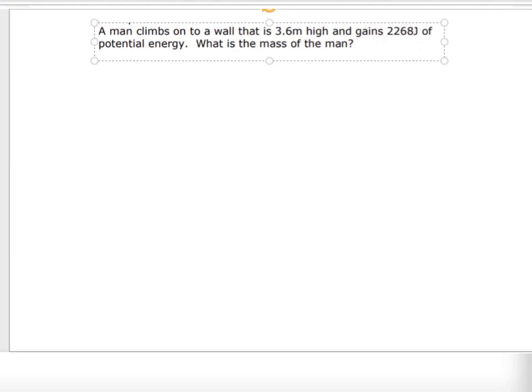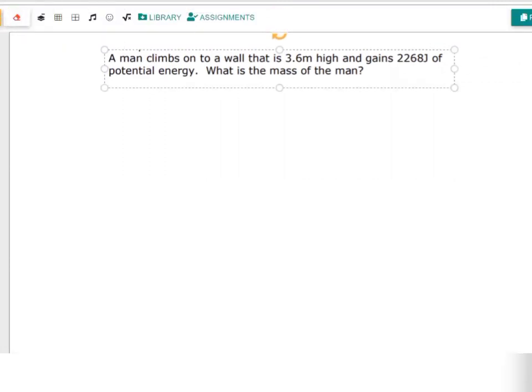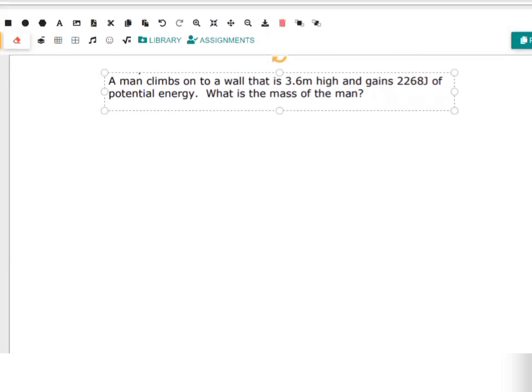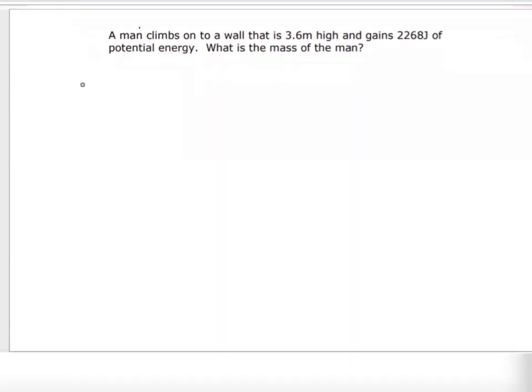Okay, so next up we have problem number 2, which still involves the potential energy. But this time, we're not looking for the potential energy, pero let's see kung ano. So the problem says, a man climbs onto a wall that is 3.6 meters high and gains 2,268 joules of potential energy. What is the mass of the man? Okay, so this time, ang hinahanap natin, class, is yung mass. Okay, so paano natin gawin yan? Kaya ako tinuro sa inyo a while ago kung paano mag-derive ng formula or kung paano paikot-ikutin yung formula.